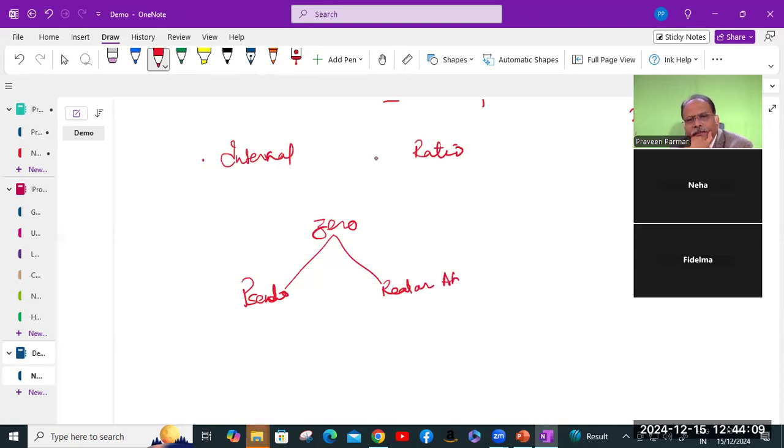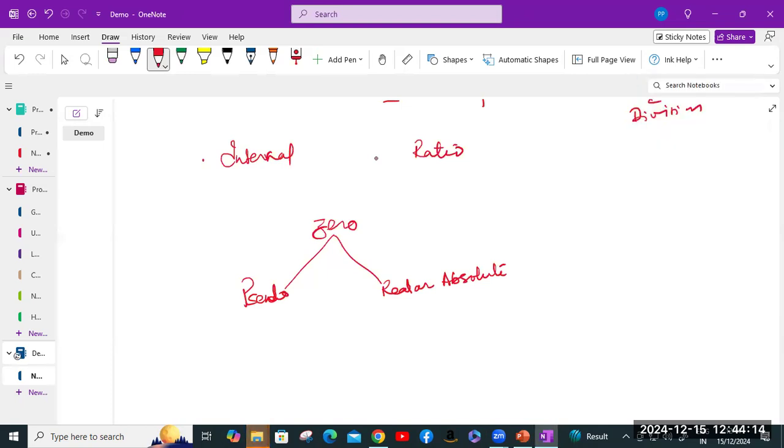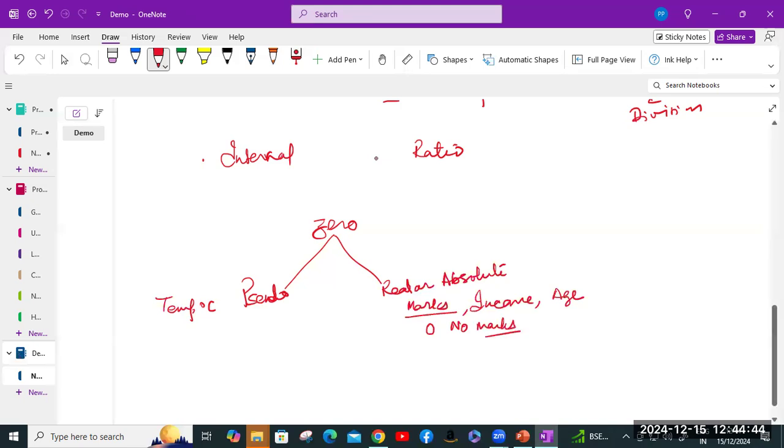Okay. What is real or absolute zero? If you see the marks you obtained in an examination, that is real; your income, age. But pseudo zero we get in temperature, degrees Celsius. If I say 0 marks, what does it mean? You got no marks. Does it make sense to you? Is it clear?